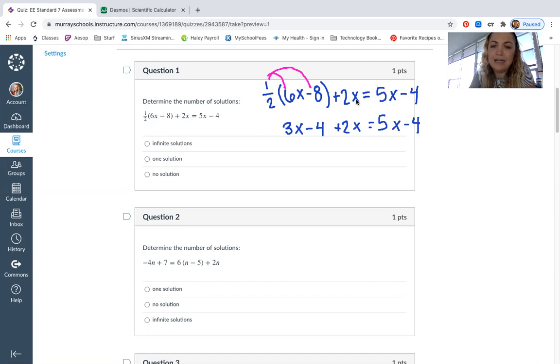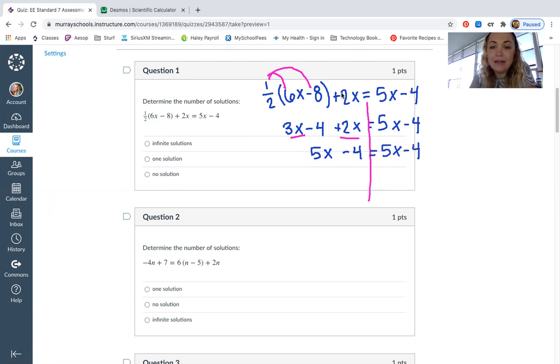Now, if you're one of those people like me who likes to draw a line down the middle, that's great, just to keep us organized. Okay, over here on the left side, I'm going to combine both of the things that have an x with it. So I've got 3x and 2x together, those are 5x - 4. And on the other side, 5x - 4.